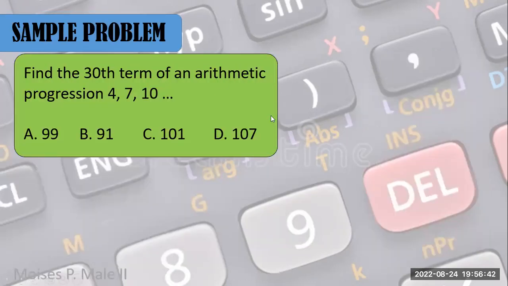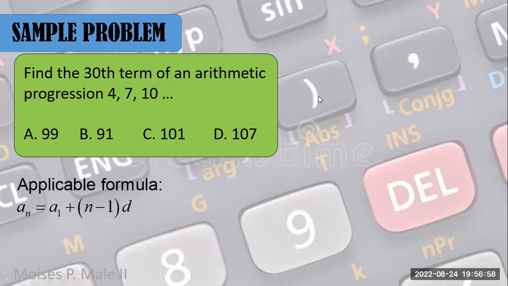Okay, so let's try this one. Find the 30th term of an arithmetic progression 4, 7, 10. So to get the 30th term, what you're going to do is apply the formula, di ba? So yan lang. May sagot siya.